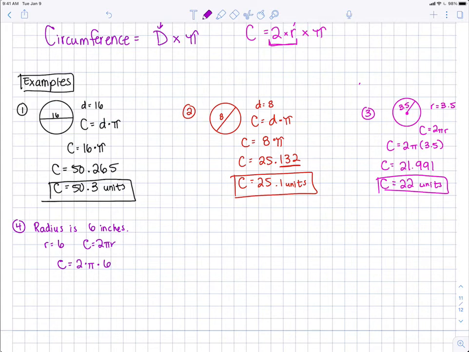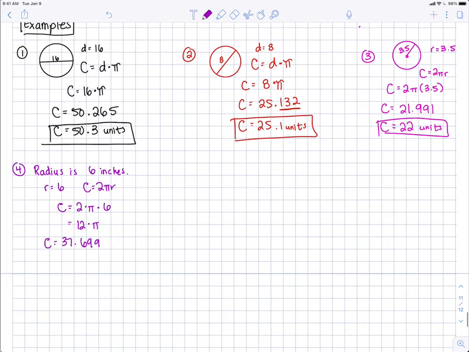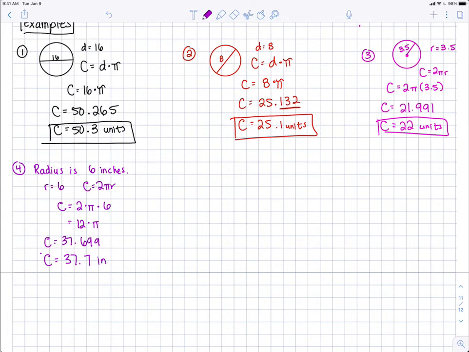I know that 2 times 6 is 12, so I could rewrite this like this, and then I just have 12 times pi, and I could type that into my calculator. And again, I'm going to remind you we're using our pi button here. And this is what I got, 37.699. Rounding to the nearest tenth, my answer becomes 37.7, and we are in inches. So that would be the circumference of the circle with a radius of 6 inches.